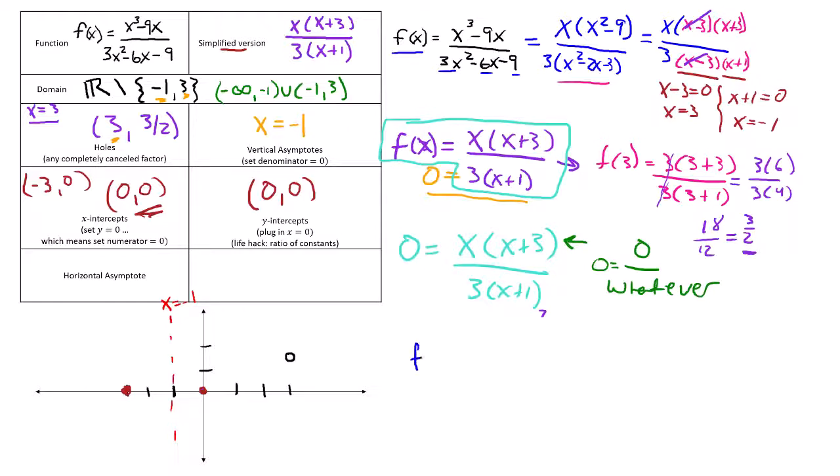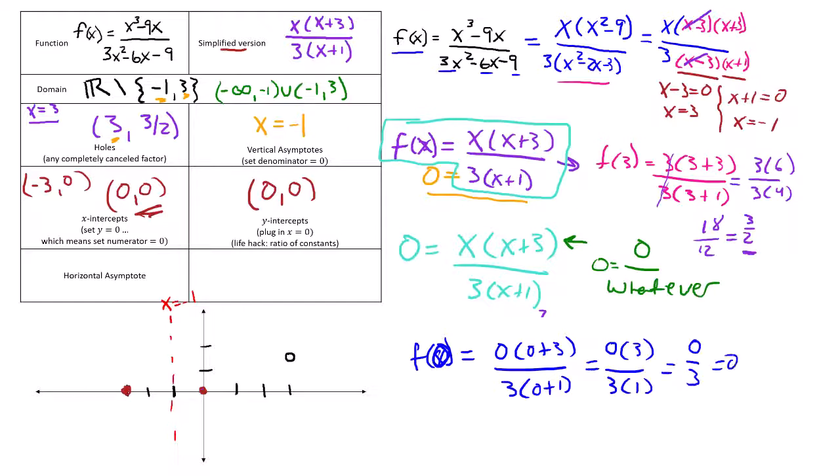In our simplified function, if we plug in 0, we're going to get 0 times (0 plus 3) over 3 times (0 plus 1). So we're going to get 0 times 3 over 3 times 1. We're going to get 0 over 3, or 0. So that means that our y-intercept is 0, like we knew.